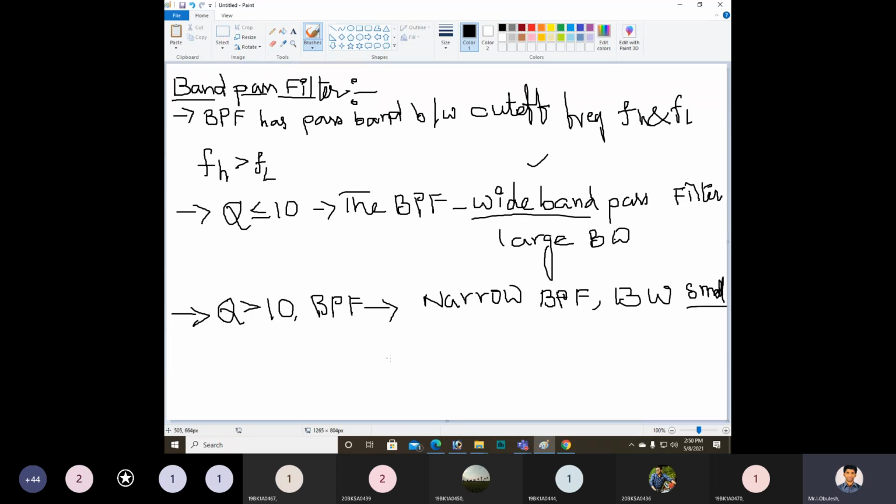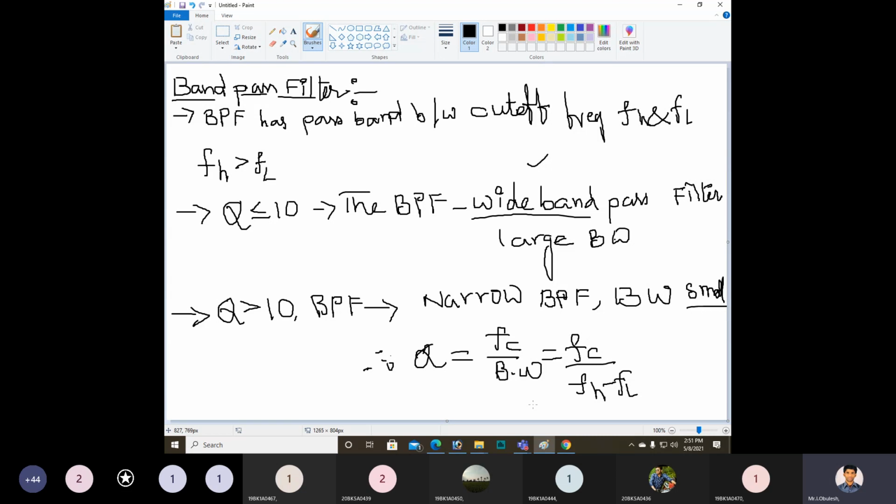Therefore, the quality factor Q is equal to FC divided by bandwidth, cutoff frequency divided by bandwidth. The bandwidth is nothing but FH minus FL, higher cutoff frequency minus lower cutoff frequency.